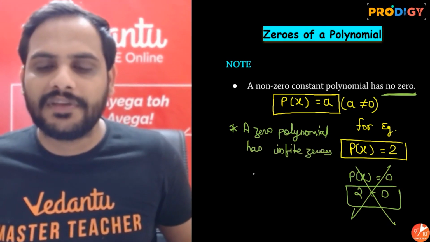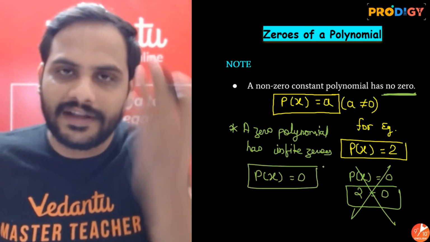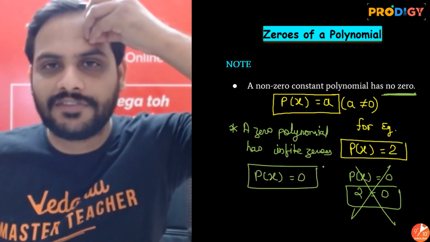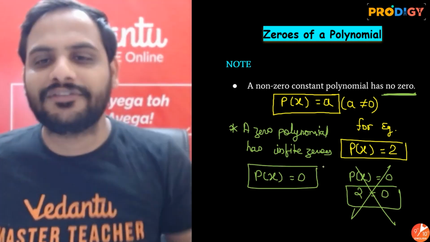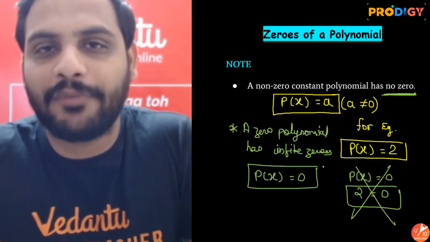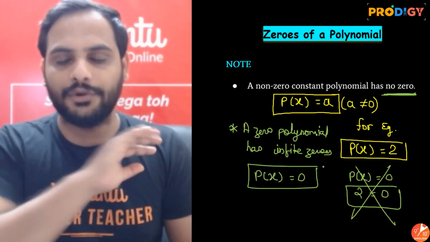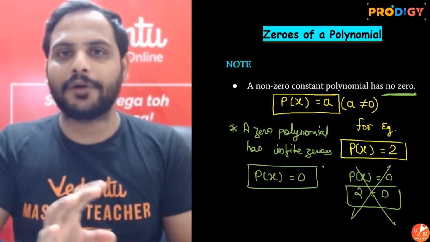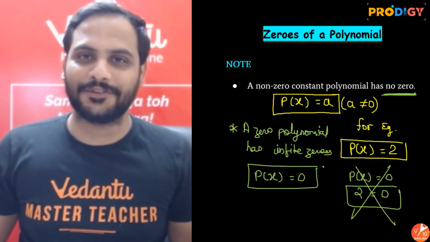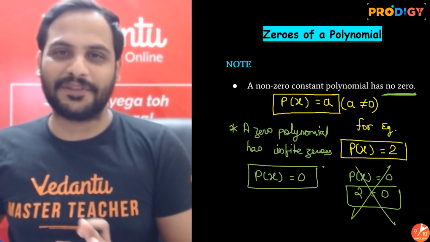Infinite zeros means, by zero polynomial, what? p(x) equals 0, so its value is already 0. No matter what value of x I put, the value of the polynomial is always 0. So a constant polynomial, if it is a non-zero constant polynomial, has no zeros. And if it is a zero polynomial, there are infinite zeros for it. All values of x act as a 0 for a zero polynomial.